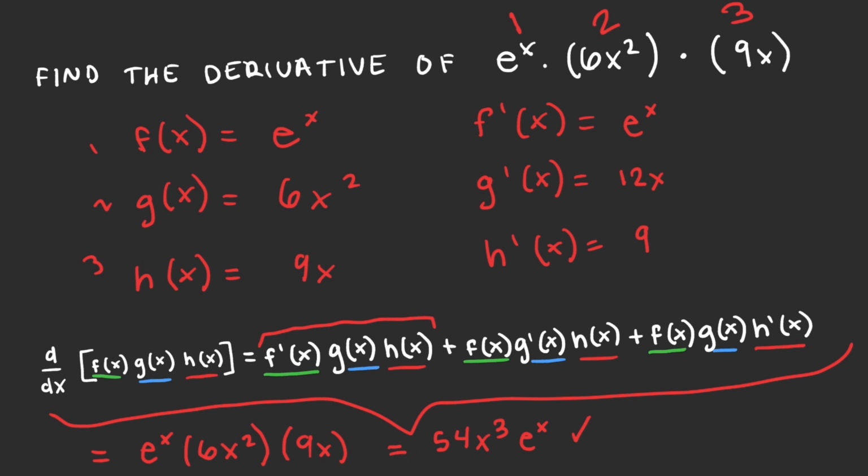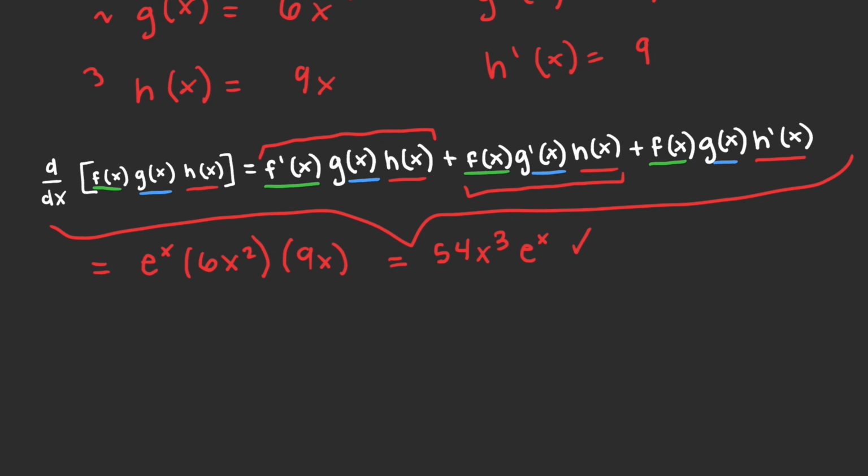Okay, so now let's move on to the second section right here. Let me scroll down. So we have f of x, which is just e to the x, times g prime of x, which is 12x. This up here is basically like our key, kind of. Okay, and then we have times h of x, which is just 9x. Okay, and if we multiply those together, the answer is going to be 108x squared times e to the x.